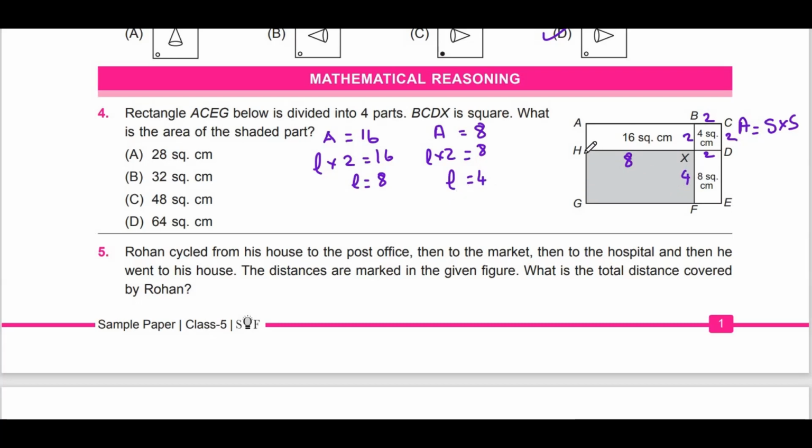We have to find the area of HXFG. We know the length is 8 and the breadth is 4. So here the area equals length times breadth, which is 8 times 4, which is 32. 32 square centimeters, or centimeter square, whichever is easy for you to write. So we have got our answer. This is the way we split the questions: find out the sides of each square and rectangle, and then find out the last rectangle. So our right answer is 32 square centimeters.